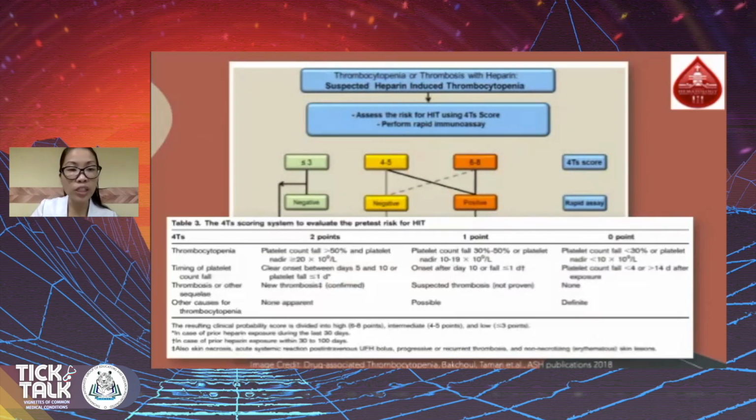This is the 4T scoring system to evaluate the pretest risk of a patient likely or not likely to be experiencing or to be having HIT.